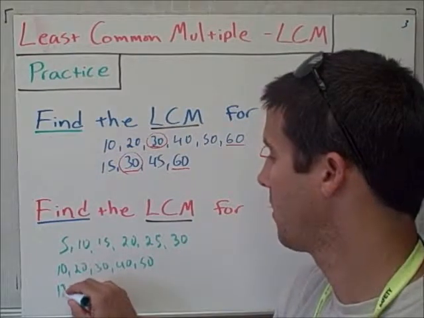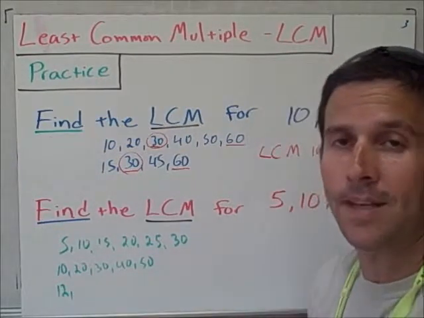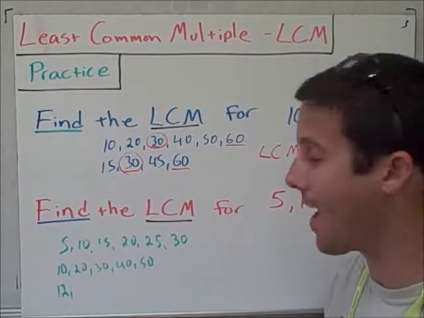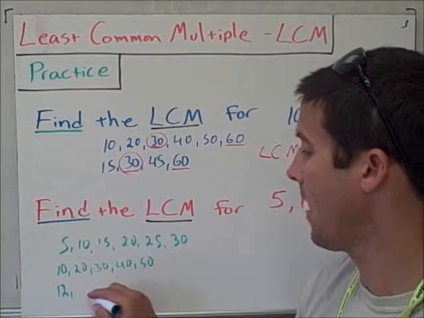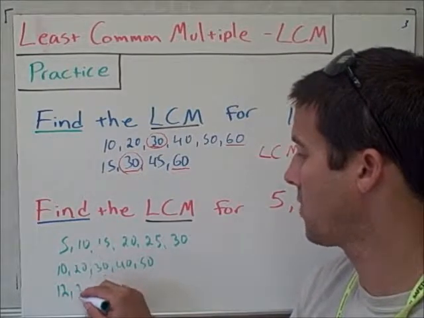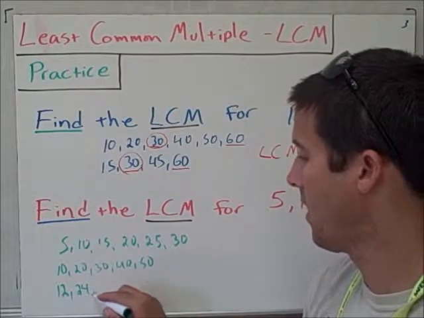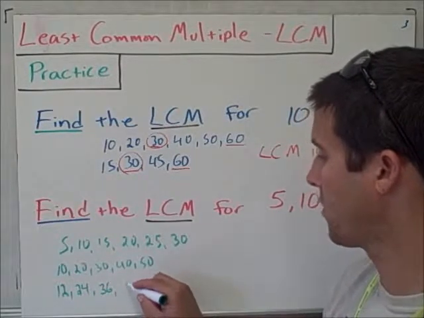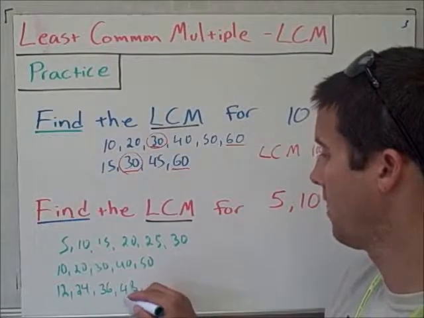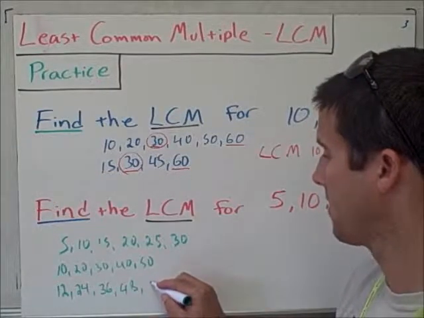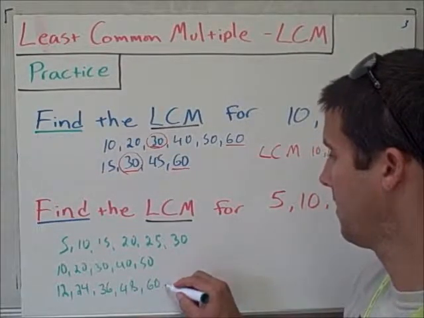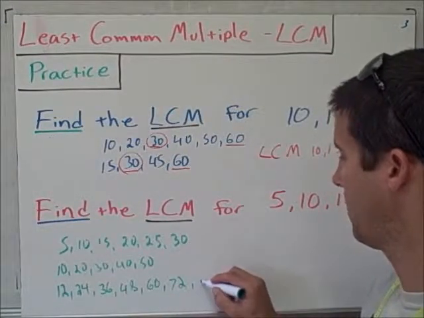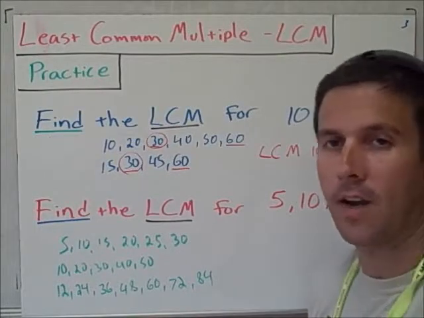12. Ooh, a little bit more difficult. So if I can't remember my multiplication tables, I'm just going to have to add 12 to each number behind it. So 12 plus 12 is 24. 12 plus 24 is 36. 36 plus 12 is 48. 48 plus 12 is 60. 72. 84. All right, let's stop there.